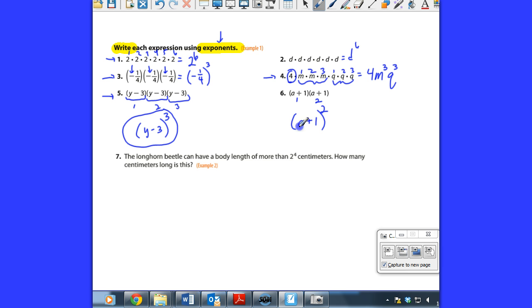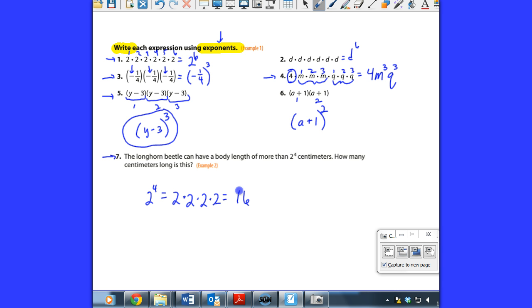Okay, now as we roll into number 7 here, interesting question. They do a little application that is nothing too difficult for us here. The longhorn beetle can have a body length of more than 2 to the 4th centimeters. How many centimeters long is this? Okay, so simply put, they're asking you to figure out what 2 to the 4th power is equal to. And we actually figured that out, that it's 2 times 2 times 2 times 2. We did that a few minutes ago, and we learned that that is 16.